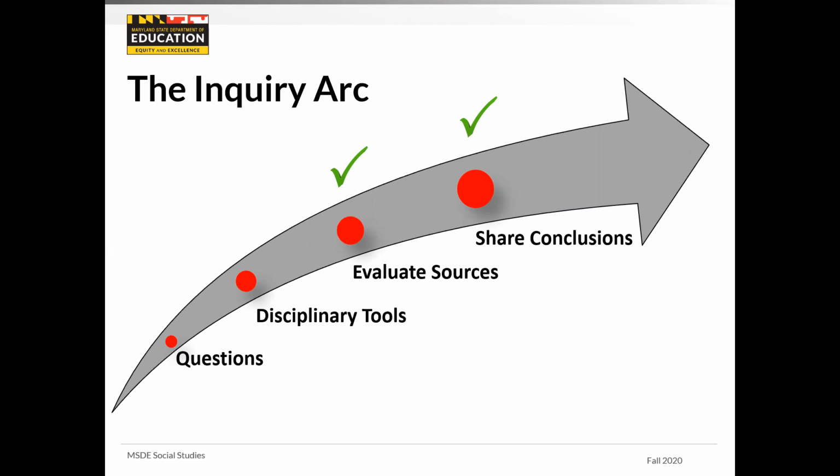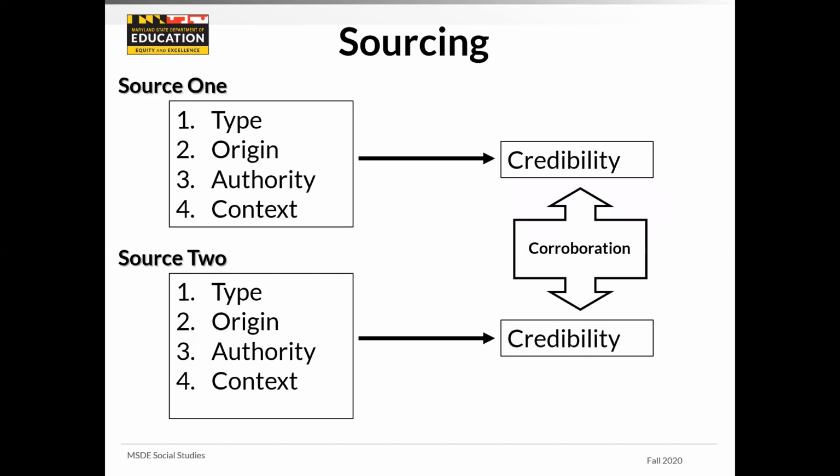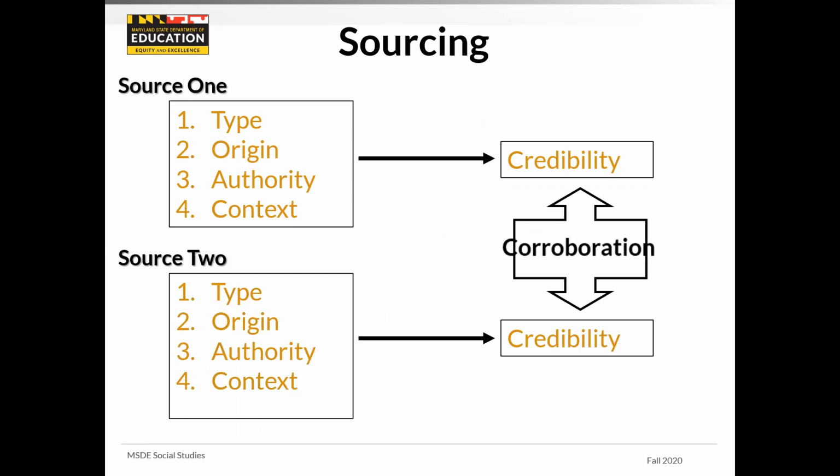While the other pieces of the inquiry arc and standard 6.0 are important, they are difficult to score on a standardized statewide assessment. To evaluate a source, students must weigh the type, origin, authority, and context to help determine the credibility of a source. Then, students will use more than one source to corroborate the information presented. In American government, selected response items are used to assess the student's ability to source information. To share their conclusion, students have a constructed response in which they must develop a claim and use evidence to help support their claim.